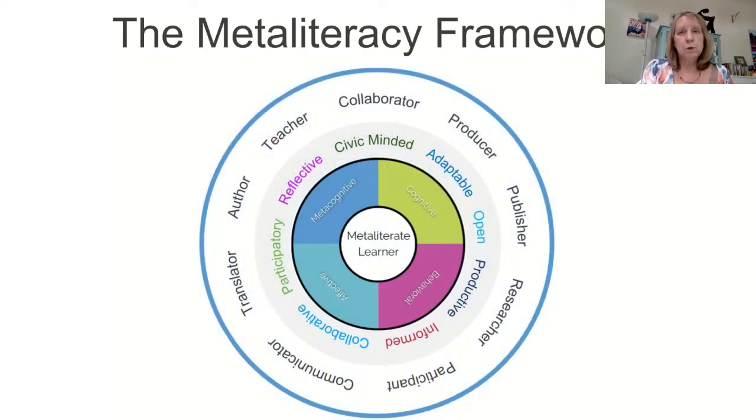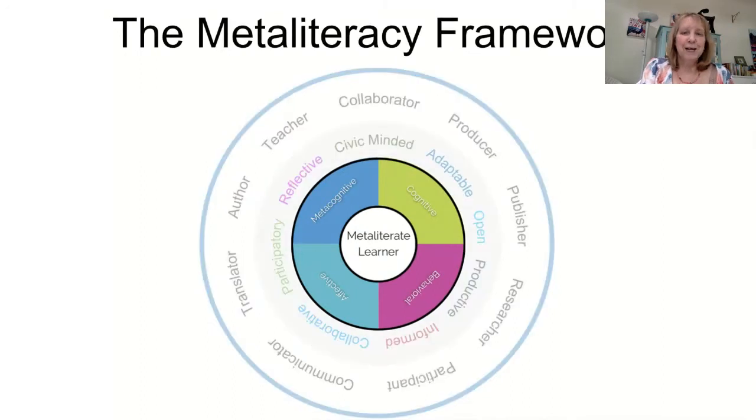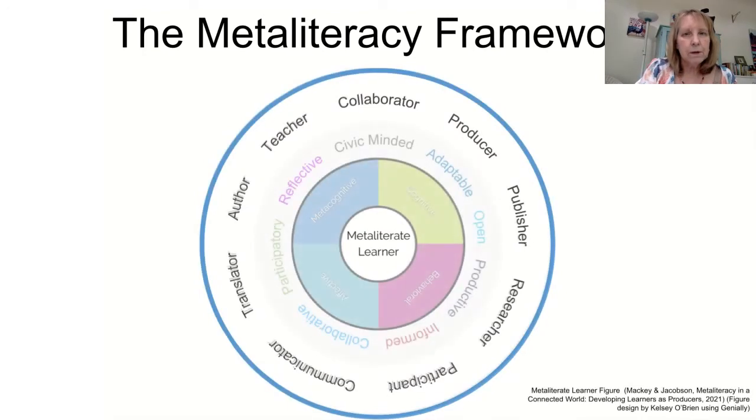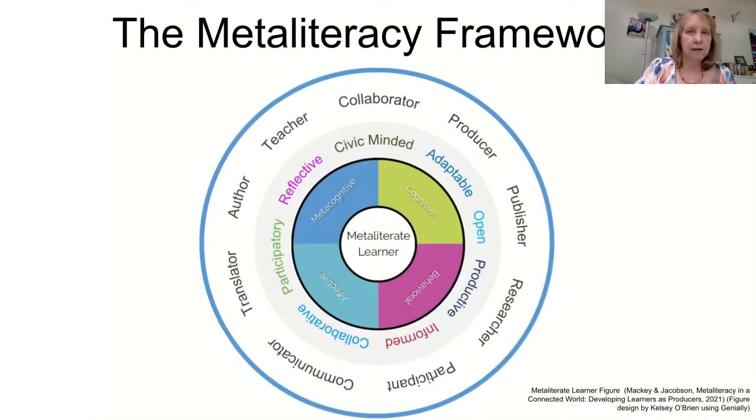Students are introduced to the metaliteracy framework, which you can see here. At the center is the metaliterate learner. So the first ring out are learning domains, and we'll come back to those in a minute. The second ring out are metaliterate learner characteristics, which I'm going to ignore today. And then the outer ring are the roles that students take on.